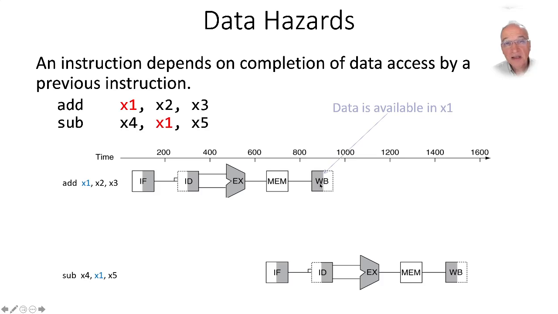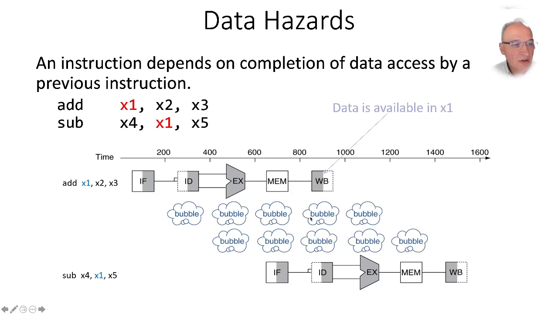I assume that I can write to a register and read from the same register in the same cycle in my design of the register file. So if I line those things up, the value that I wrote in the add instruction here, the value of x1, can be read in the sub instruction. So what happens in the 2 cycles in between? This is what we call a bubble.